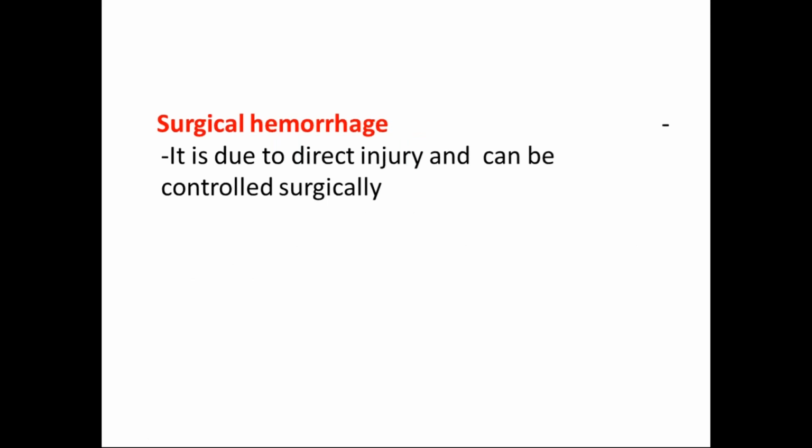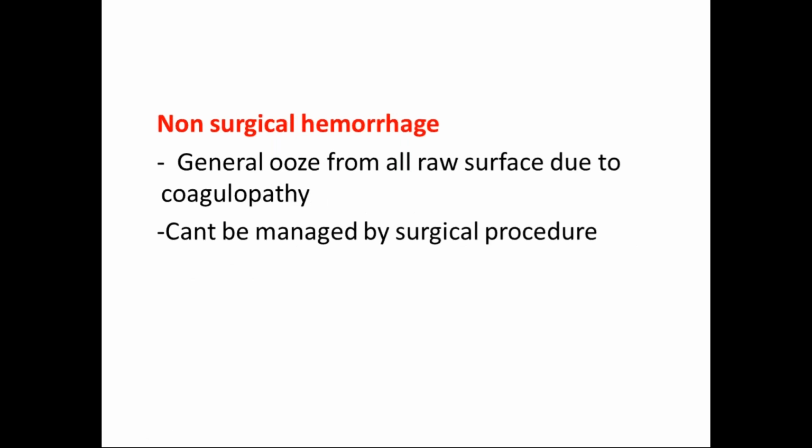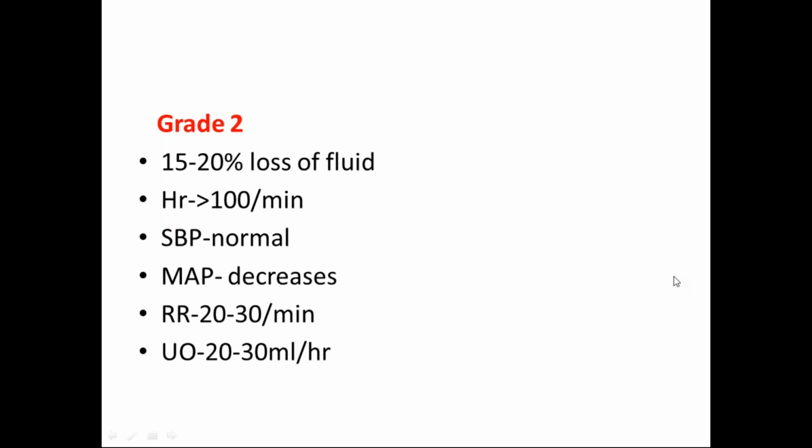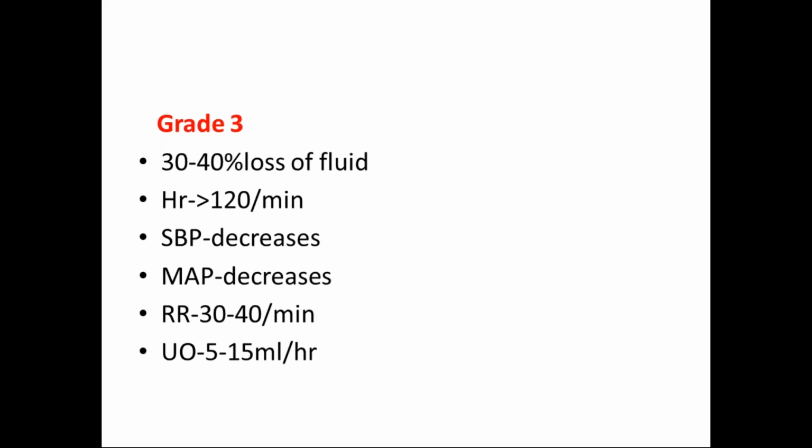Surgical hemorrhage is from direct injury and can be controlled surgically. Non-surgical hemorrhage is general oozing from all raw surfaces due to coagulopathy, and can be managed by conservative management. It doesn't require surgical management. And gradings of hypovolemic loss: based upon the loss of fluid, it is graded into grade 1, grade 2, grade 3, grade 4. That is less than 15%, 15 to 30%, 30 to 40%, more than 40%.